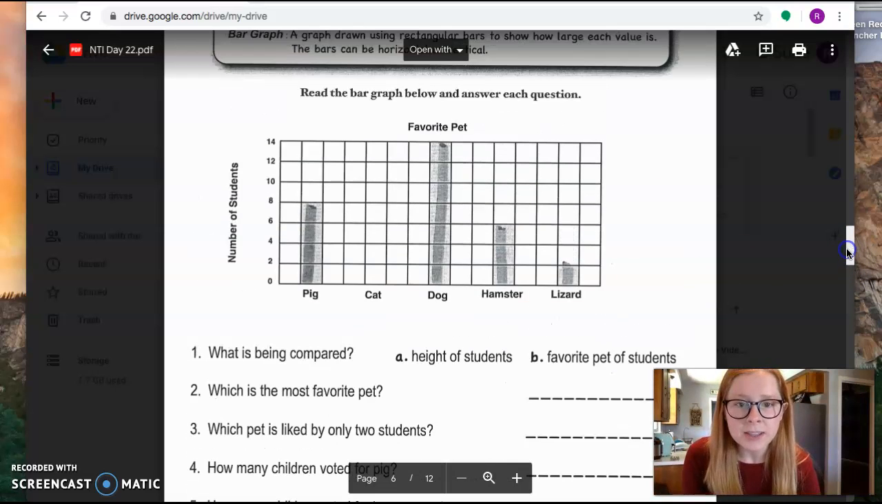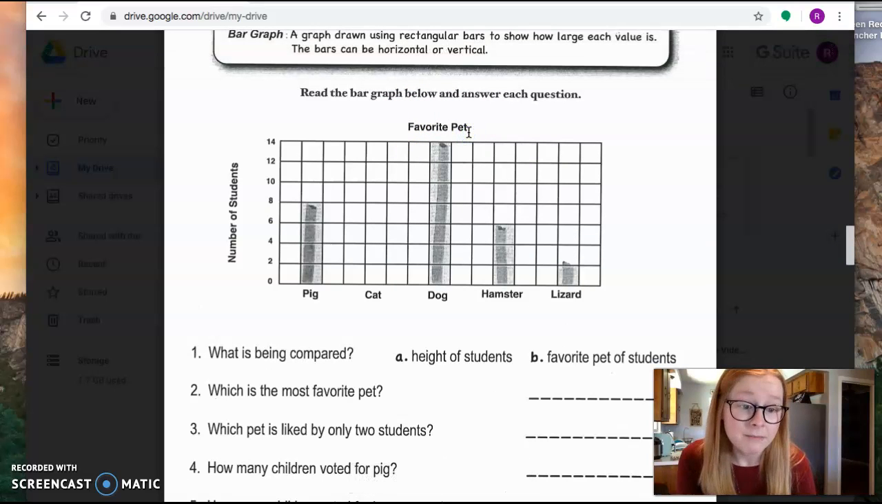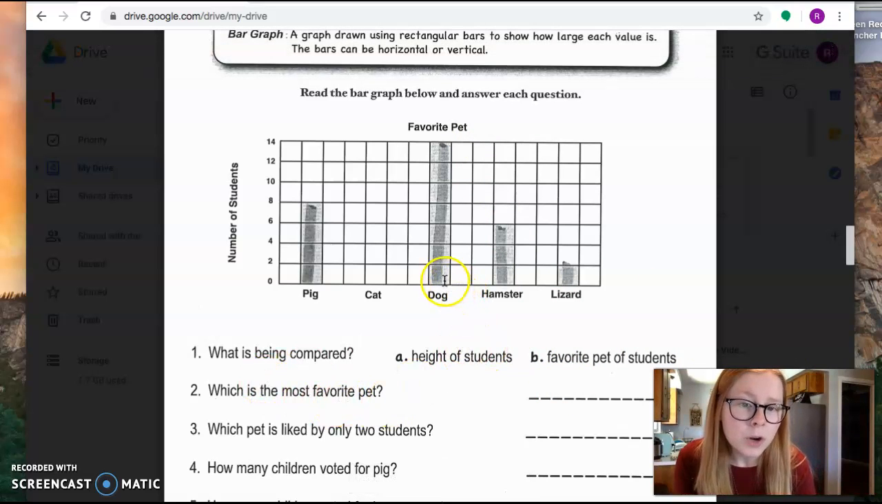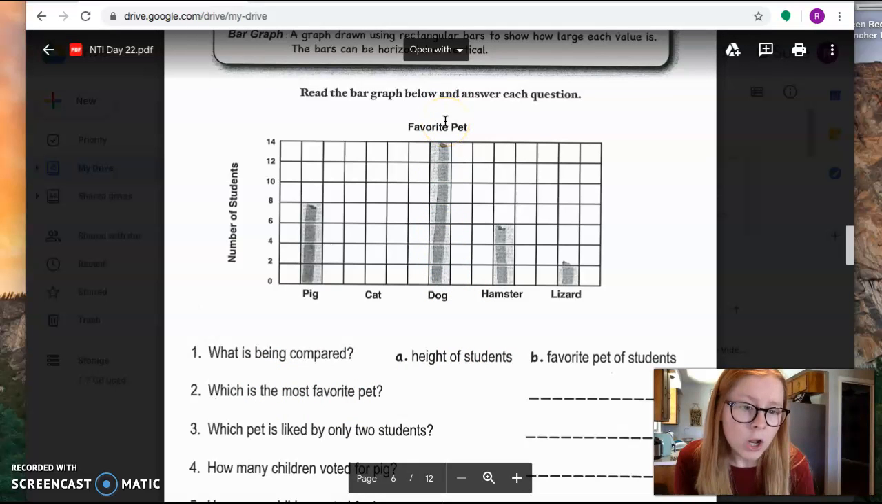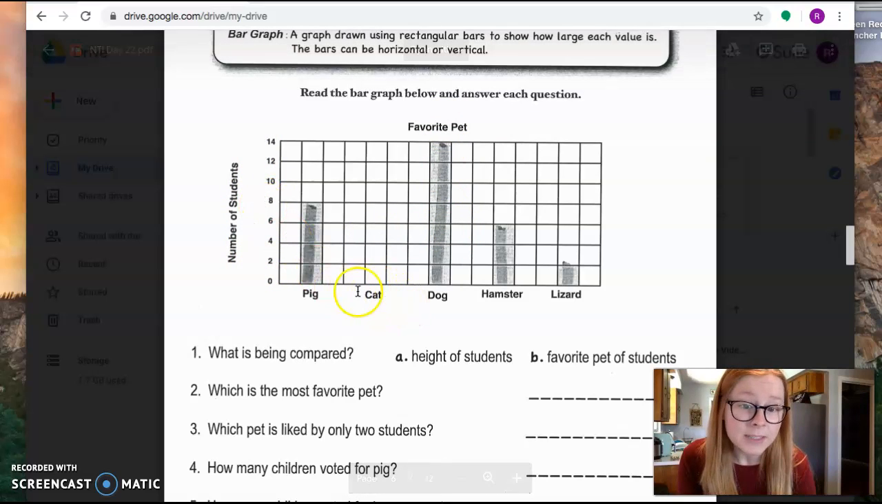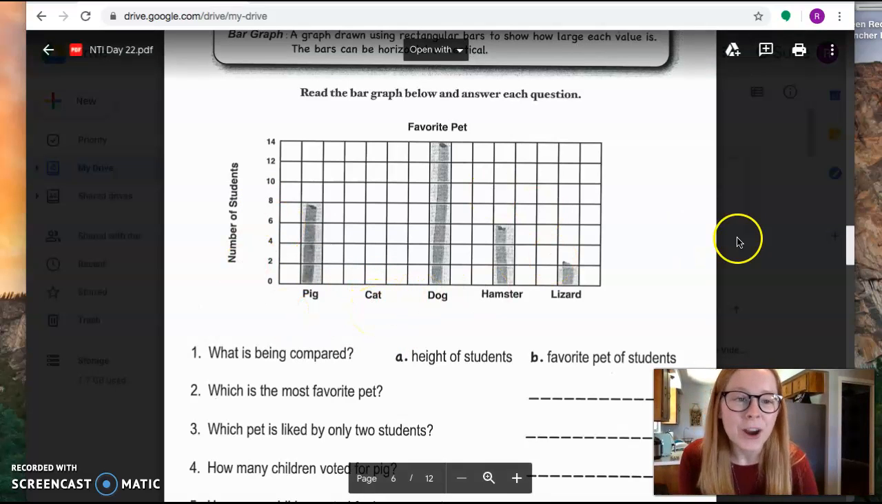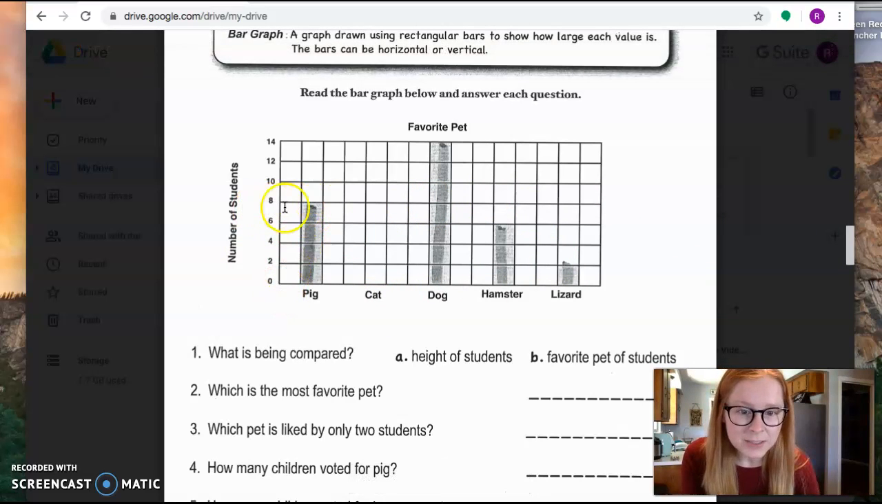So what are they trying? Let's look at the title. What does it say? Favorite what? Pet. Favorite pet. So you would pick favorite pet of students. What is the most favorite pet? So the higher the bar, the more people picked that. And it tells you the number over here on the side. So for example, nobody said cat. I know Maggie, if you're watching this, you would definitely have said cat if we were doing our own bar graph. So make sure that you look over to the side and that'll tell you how much it is.